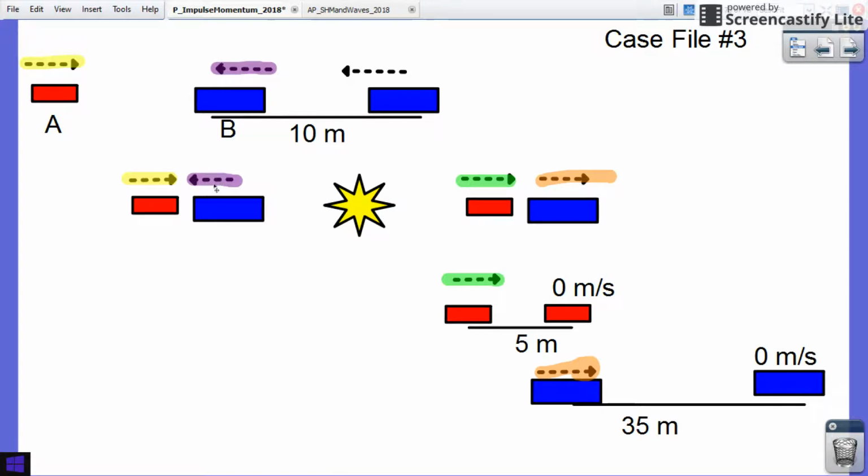Now using conservation of momentum for this section, we can solve for the velocity of B right before the crash. The velocity of B right before the crash is going to be the final velocity of B after the braking for 10 meters. Now solve for how fast B was going before they slammed on the brakes.